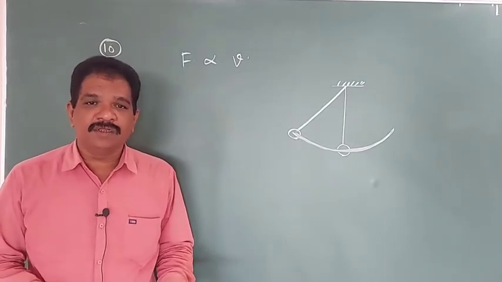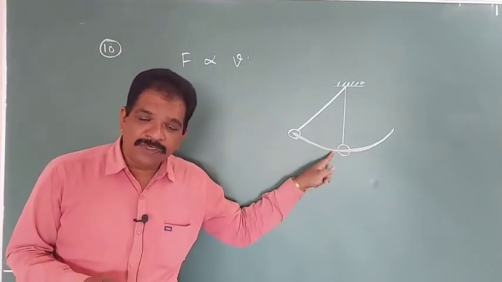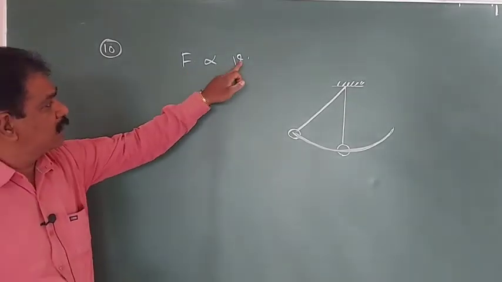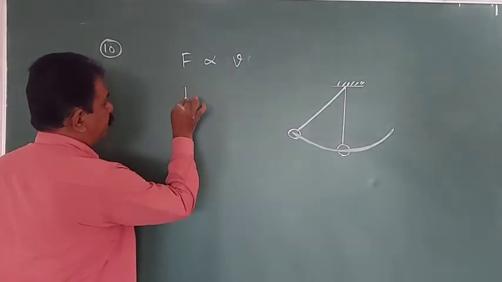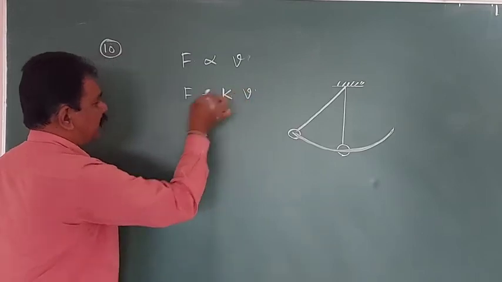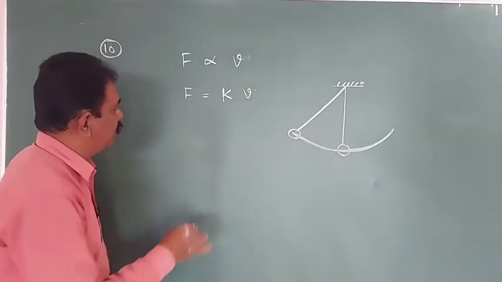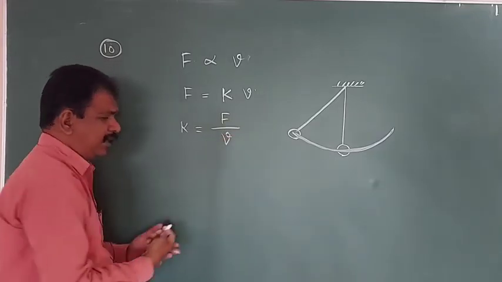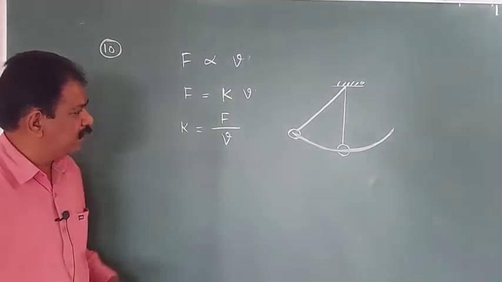Damping force is nothing but a force, and here that damping force is opposing the motion of a simple pendulum. So damping force is proportional to velocity. Then what is the proportionality constant? Dimensions. I am writing F is equal to some proportionality constant K into V. K is equal to F by V.